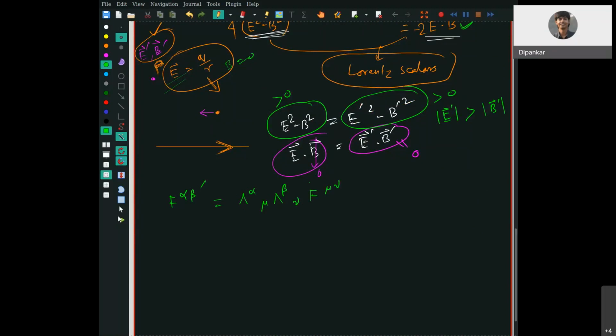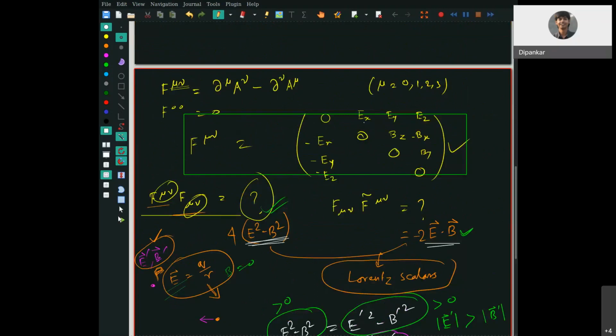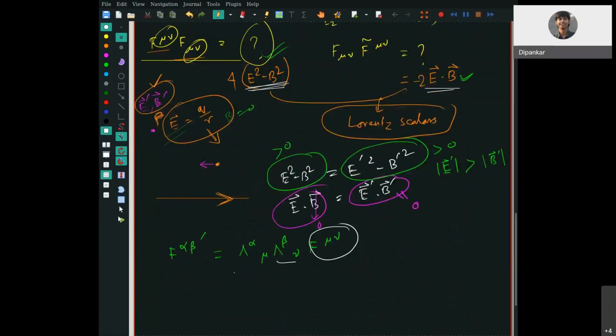So suppose you know F mu nu in the old frame. In the old frame, the F mu nu would be, so you substitute Ex, Ey, Ez, and these V's are 0. So you know F mu nu in the old frame. You know the Lorentz transformation matrices because you know with how much velocity the train is moving, and then you calculate your F alpha beta prime, and in the new frame you just calculate what is your E prime and B prime. So it's an easy way of calculating E prime and B prime in the new frame of reference.